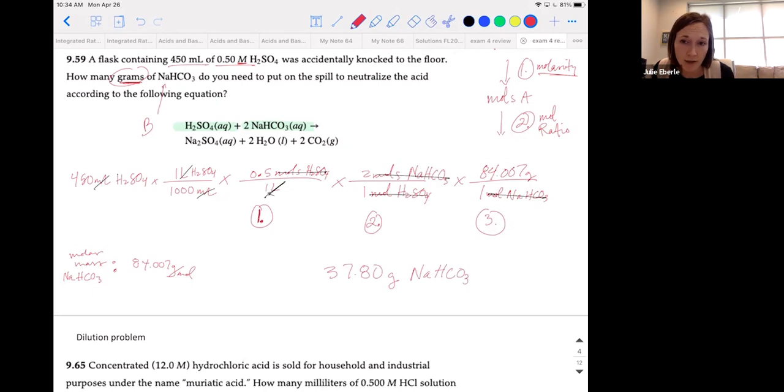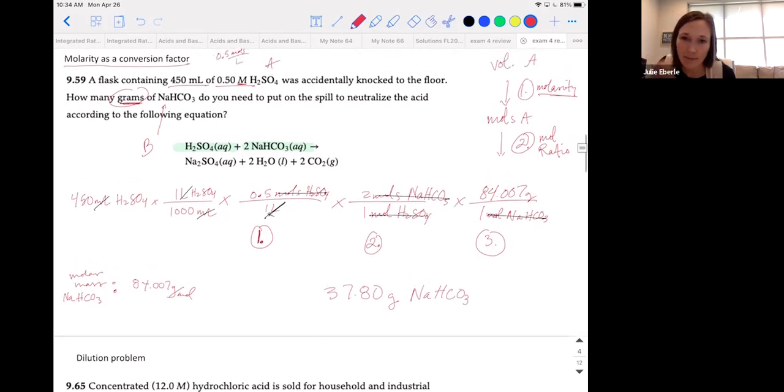Now, what if, instead of asking for how many grams of sodium bicarbonate, I gave you all the same information, but then I said you already have a solution of sodium bicarbonate and it's 0.25 molar. How many milliliters of that solution would you need to dump on the floor to neutralize the acid? Same idea there, but for step 3, instead of using a molar mass like we did, you would just use the molarity of sodium bicarbonate to convert back to volume. Does that make sense?